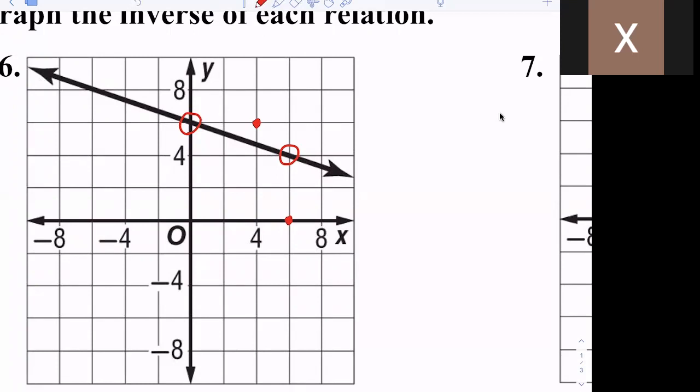So now if you are confused, just write 0, 6 and write 6, 4. Those are 2 points on the graph, right? So now the inverse would be what? 6, 0 and 4, 6. Is everybody with me on this? So now we plotted those points, and now you just graph the line, or draw the line, whatever you want to do.